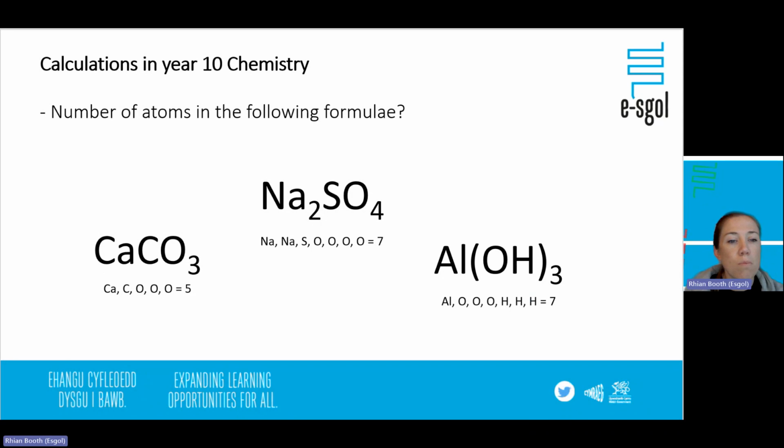So we have 1 calcium, 1 carbon, and 3 oxygen in calcium carbonate, which gives you a total of 5. Okay, so 5 atoms. In sodium sulfate, we have 2 sodium atoms, 1 sulfur atom, and 4 oxygen atoms, which gives you a total of 7 atoms. And then in aluminium hydroxide, we have 1 aluminium atom, 3 oxygen atoms, 3 hydrogen atoms, giving you a total of 7 atoms. So hopefully that's nice and straightforward. Just be careful with any brackets. Make sure you are remembering to multiply by what's inside the brackets.